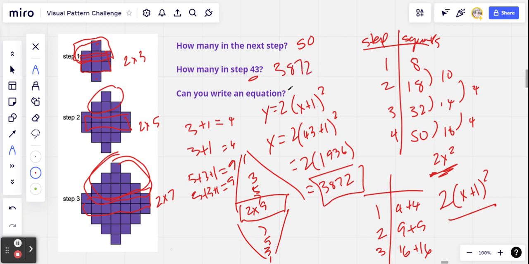Do you agree? How did it go? Did you get 50 for the next step? I think this was a pretty difficult pattern to understand visually.